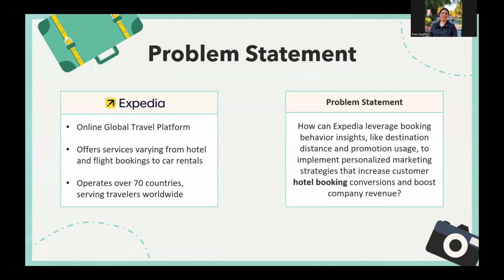The key question we address is which customer segments respond best to personalized marketing strategies on Expedia, so the company can increase hotel booking conversions and ultimately boost revenue.